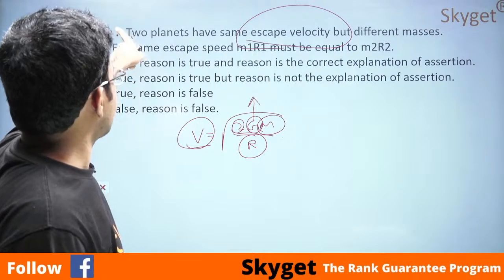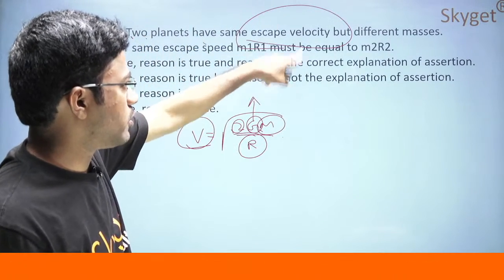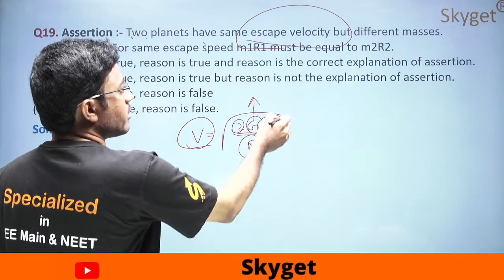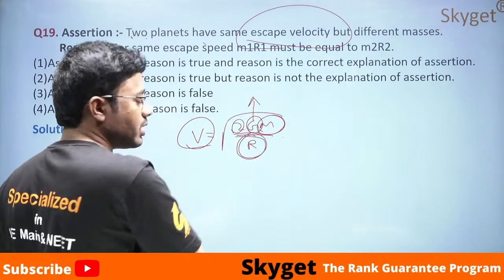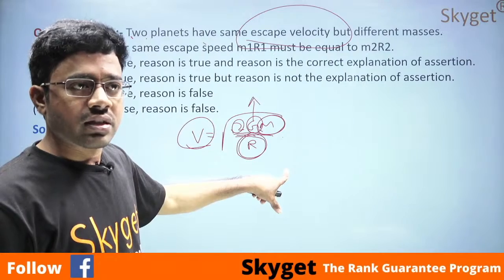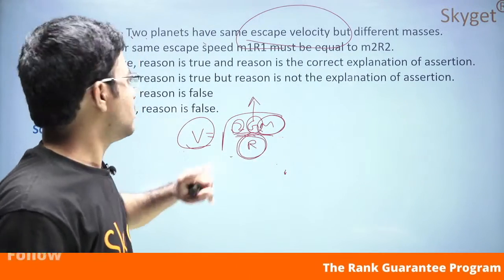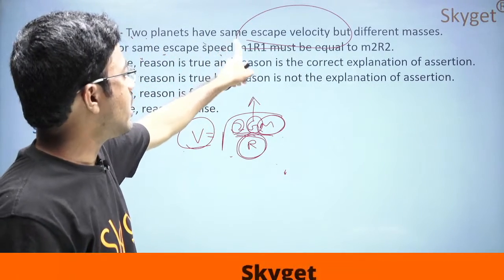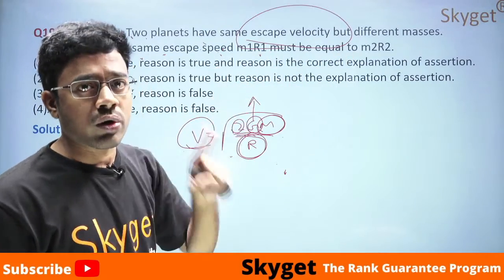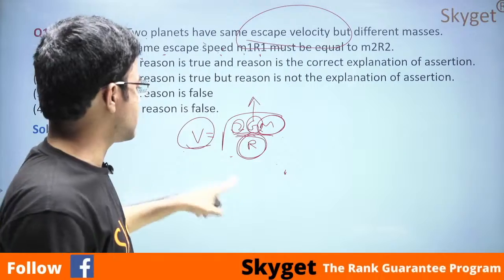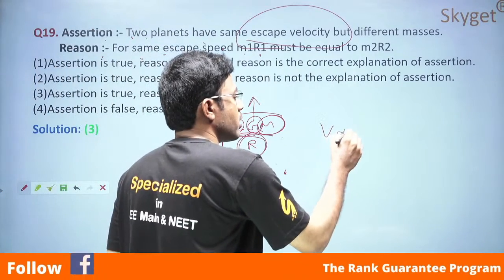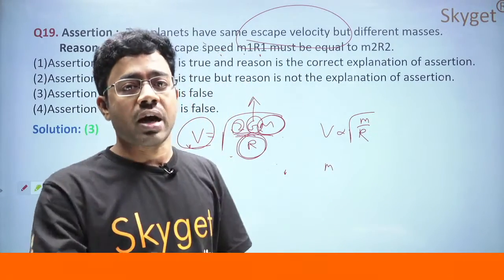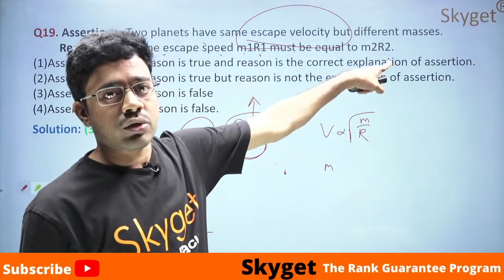He said in statement 1, the assertion, that two planets have the same escape velocity but different masses. Is it possible? Yes, of course it is possible, because if they have different masses, they may also have different radii, then both cancel each other such that the velocities may be equal. Next, in the second reasoning, he said that for the same escape speed, m1 r1 must be equal to m2 r2. No, here the relation between the velocity, mass and radius is v proportional to the square root of m by r. So the ratio m1 by r1 must be equal to m2 by r2, not m1 into r1 equal to m2 r2.